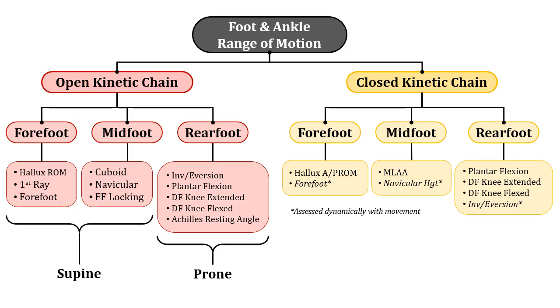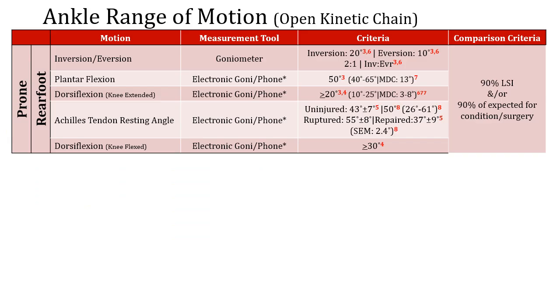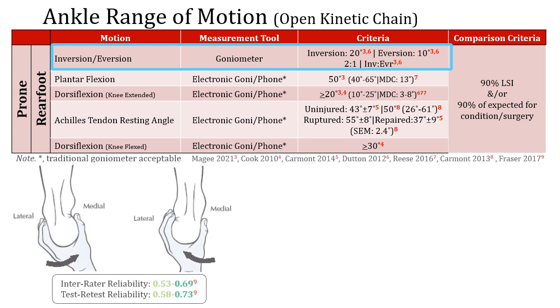Okay, so let's go ahead and assess the rear foot. This is going to be in the prone position, still under the umbrella of open kinetic chain. So the criteria here is going to be looking at the inversion and eversion. Again, you can utilize a goniometer for this. There are applications out there on your smartphone and/or mobile device that will also help you with this. You want a ratio of about 2 to 1. Typically, it's going to be about 20 degrees of inversion and 10 degrees of eversion.